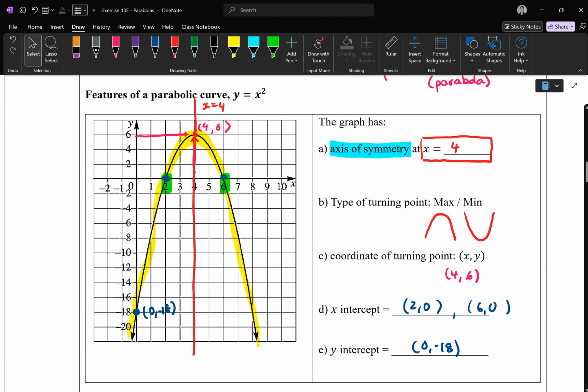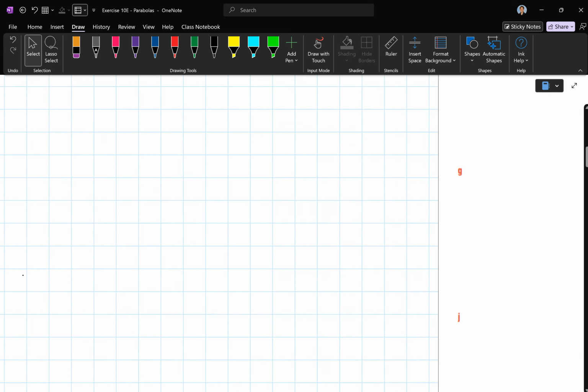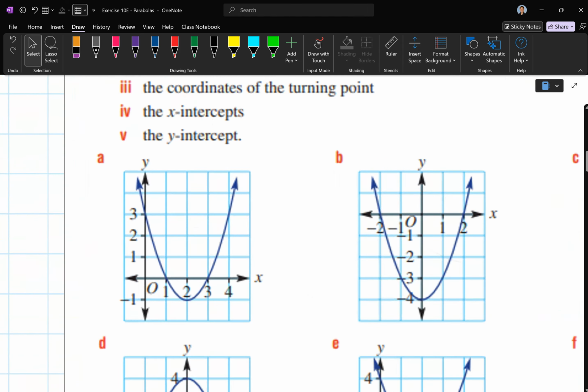So that's pretty much what you need to know for exercise 10E. Can you tell me x-intercept, y-intercept, turning point, and then lastly, the axis of symmetry? The type of turning point you'd be able to figure out just by looking at the graph, yeah? Let's test you now. So I'm going to go into the exercise 10E, and you tell me, okay? I'm going to pick a couple of students. Here we go. Let's pick the first one.